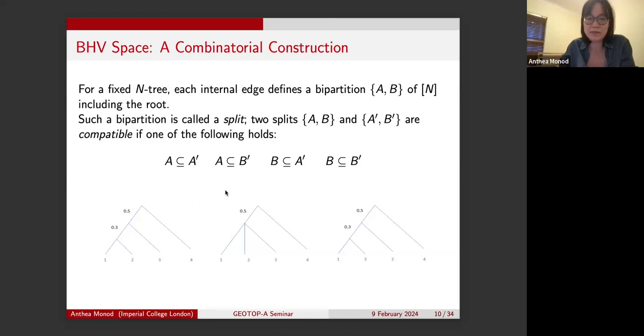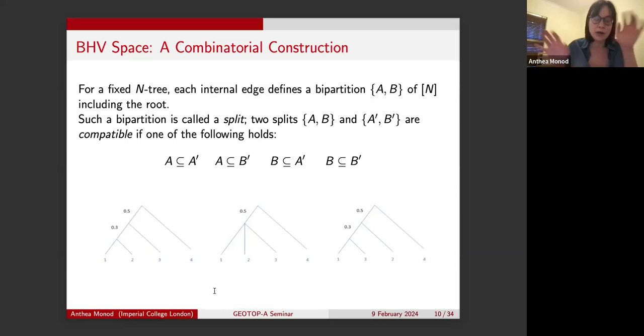And we're going to look at a partition of internal edges, which define bipartitions of the leaves here. So we have a bipartition which is called a split, right? You can say that you have splits, and two splits are compatible if one of the following holds. So here's an example, where we're looking at just the same examples as before.